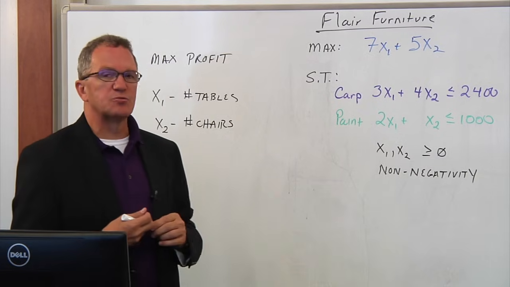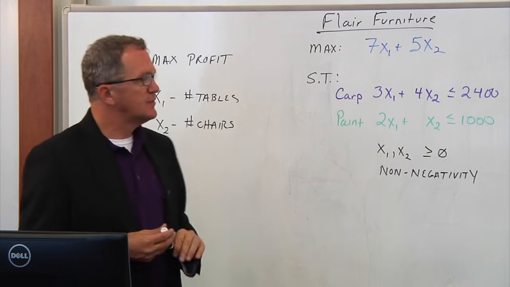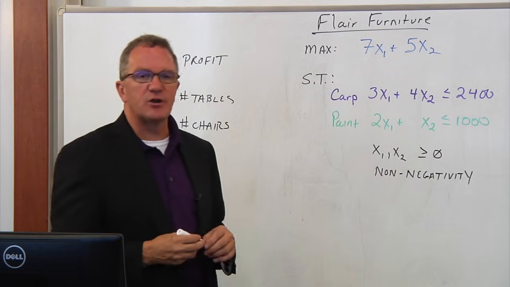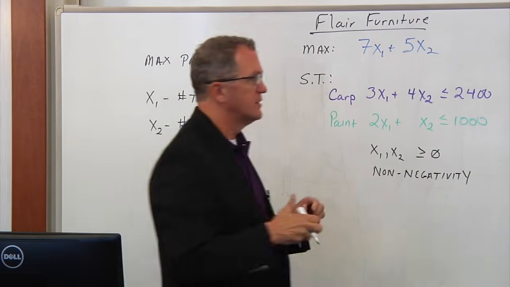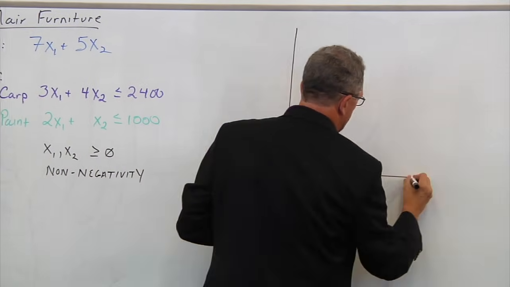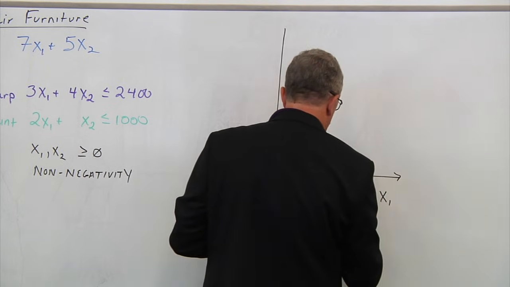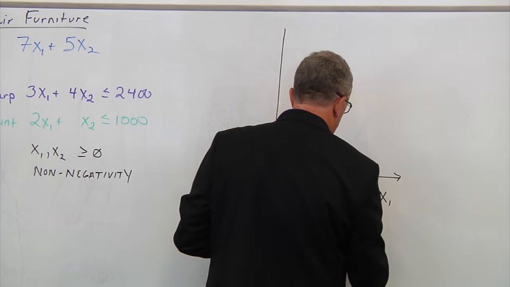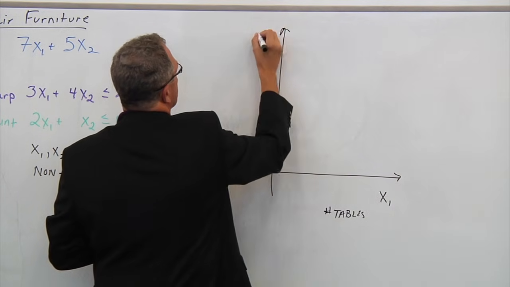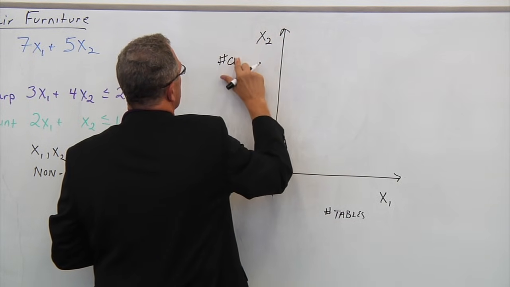For a graphic solution, what we'll do is graph each of our constraints. Now this is a two-variable system. I have two variables in it, so I can graph it on a two-dimensional graph. I would have a vertical axis and a horizontal axis. The horizontal axis is going to be x1, the number of tables. Our vertical axis is going to be x2, the number of chairs.